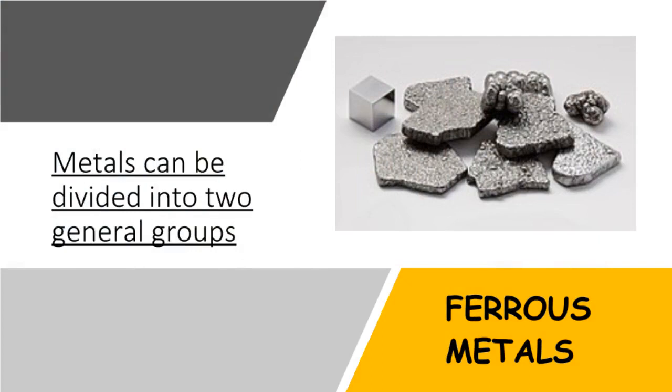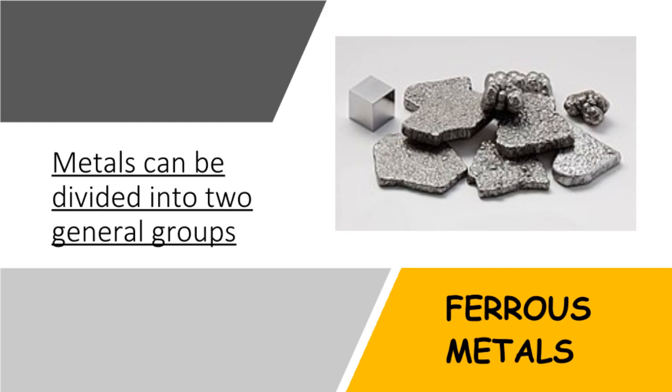Metals can be divided into 2 general groups: ferrous and non-ferrous metals. Ferrous metals are metals which contain iron. Ferrous is derived from the word ferrum, which is the Latin word for iron. Most of the time ferrous metals are used for workpiece materials. Ferrous metals: cast iron, steel, stainless steel.